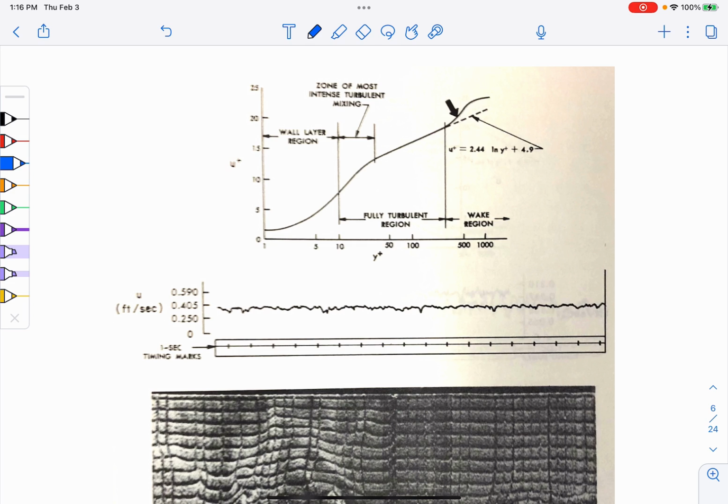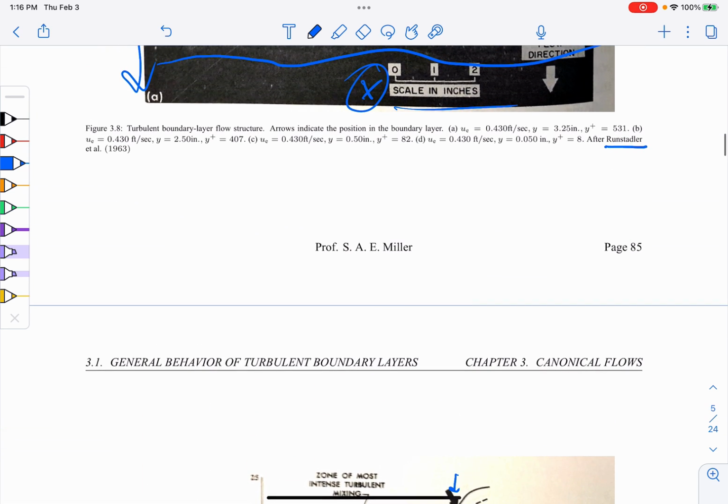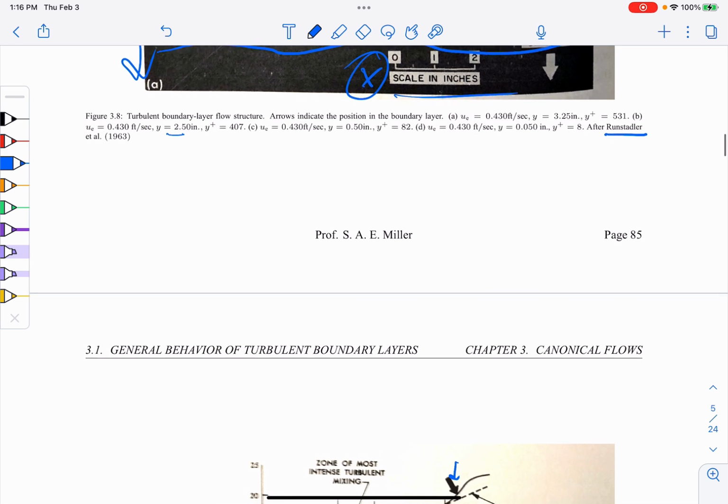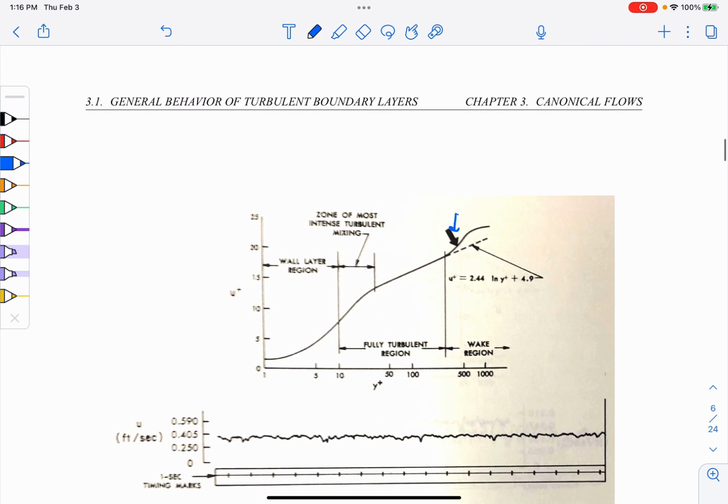So here's another one. And he just moved the probe position here ever so slightly down. It almost looks like the same picture. In fact, in my caption here, which I copied from his paper, says B, y is 2.5 inches. So he moved it down only 0.75 inches. But of course, in the log coordinate, it almost appears in the same place. You're still in this wake region right here.